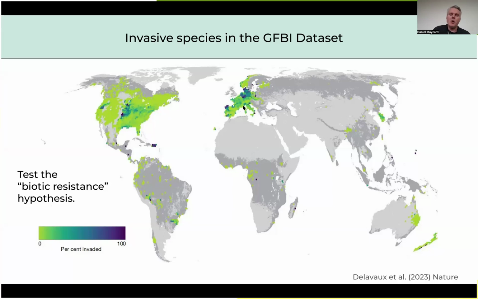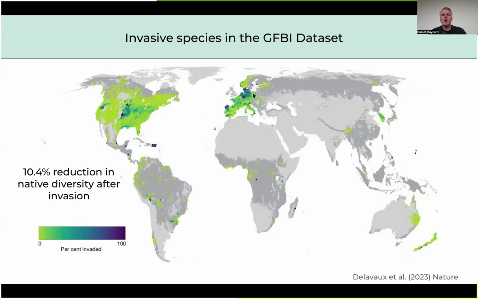Now what you're seeing here, all the plots, and the blue shows the intensity, the percent of stems in that plot that were non-native trees. And you can see there's these hot spots around central United States and into Northern Europe. And when we look across the globe, when we annualize it to about a 50-year time window, we see about a 10% reduction in native diversity due to invasion.